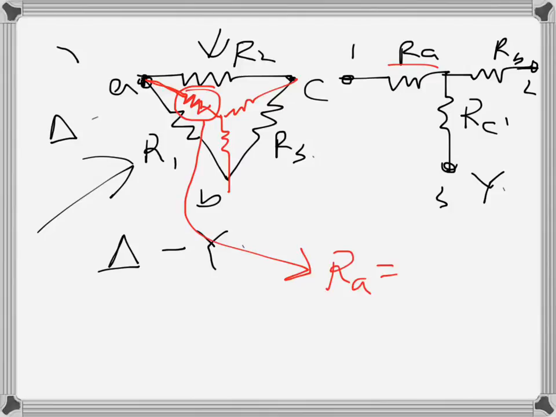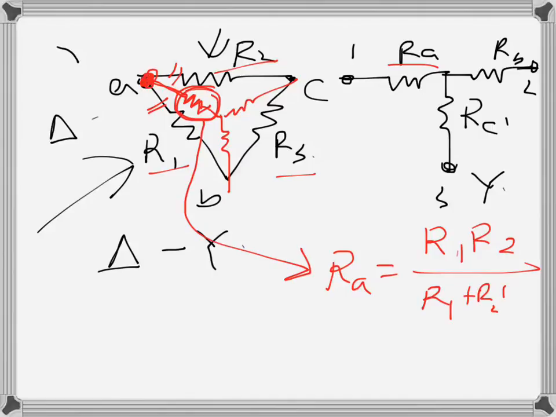The value of this resistance will be, this is the common node. Here we have two resistances connected, R1 and R2. We write them in the numerator as products. And in the denominator, it's just the summation of all the three resistances, R1 plus R2 plus R3. So that is the value of RA.